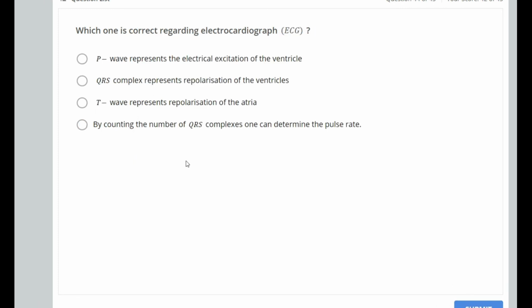Which one is correct regarding ECG, electrocardiograph? P wave represents the electrical excitation of the ventricle. QRS complex represents repolarization of the ventricles. T wave represents repolarization of the atria. The last option, by counting the number of QRS complexes, one is able to determine the pulse rate. So which is the right answer for question number 44? Option D. By counting the number of QRS complexes, we can find the pulse rate. That is the right answer.